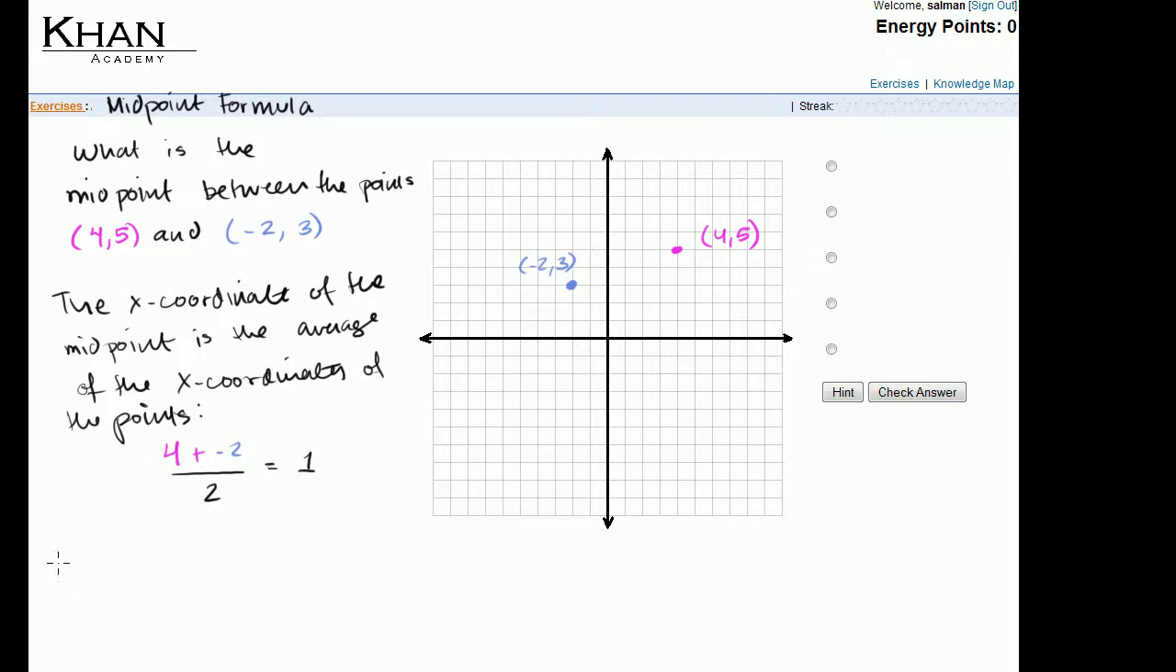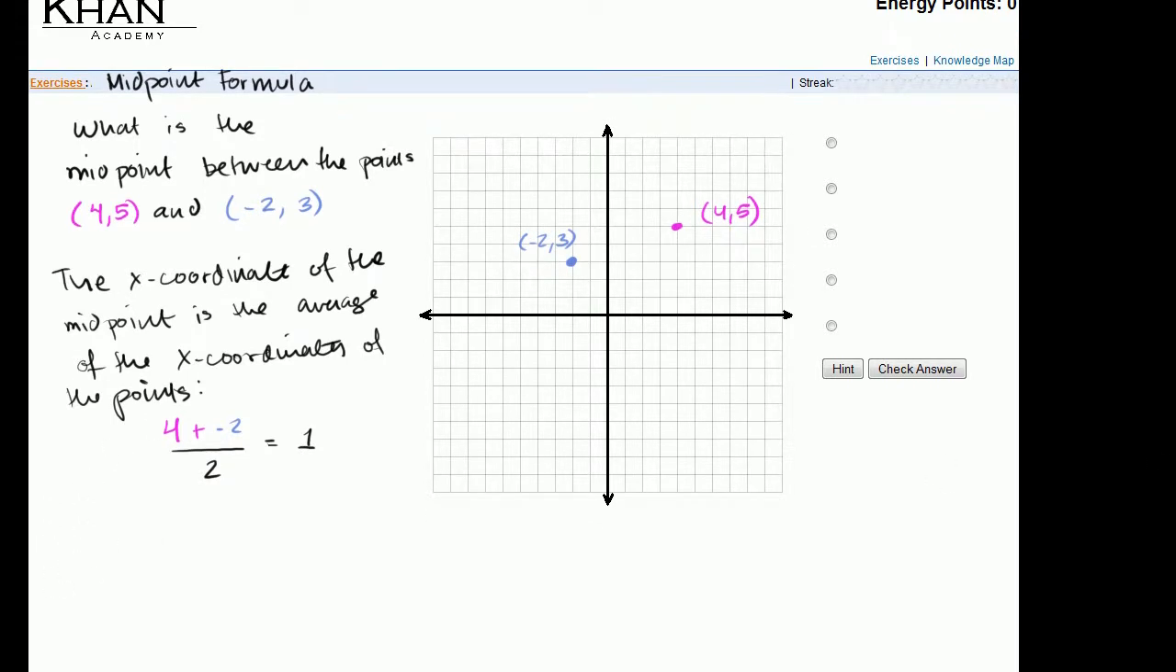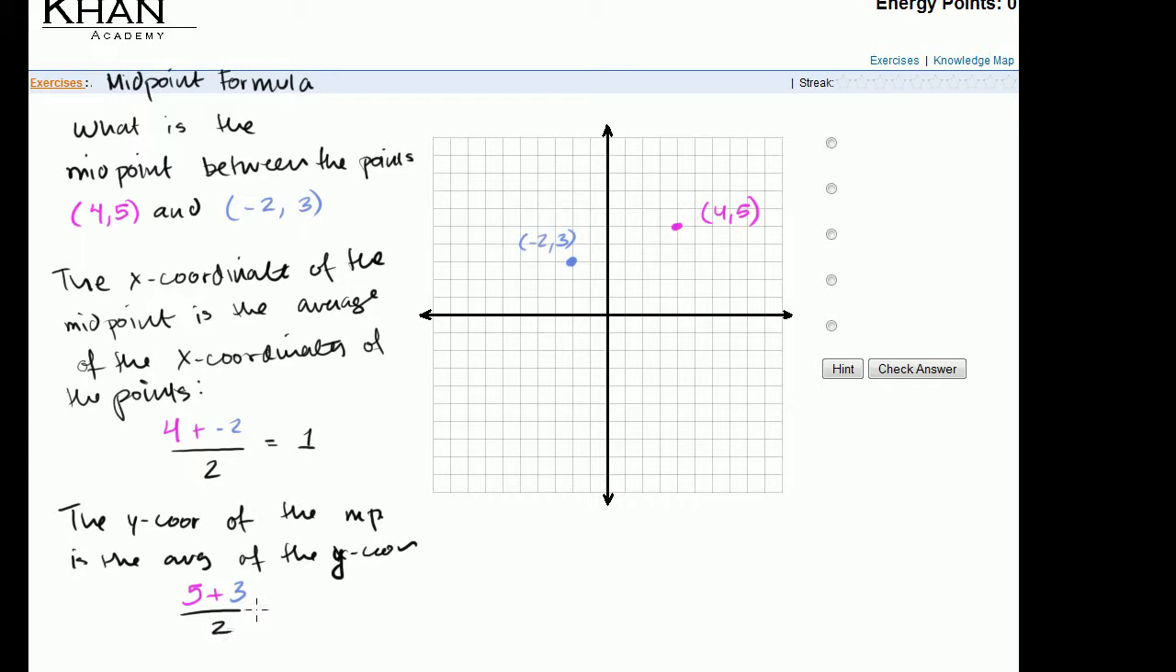They click a hint again. We do write the same thing, but now for the y coordinates. So we say the y coordinate of the midpoint, I'll just write it short right now, is the average of the y coordinates of the 2 points. And then you write 5 plus 3 over 2, which is equal to 8 over 2, which is equal to 4.